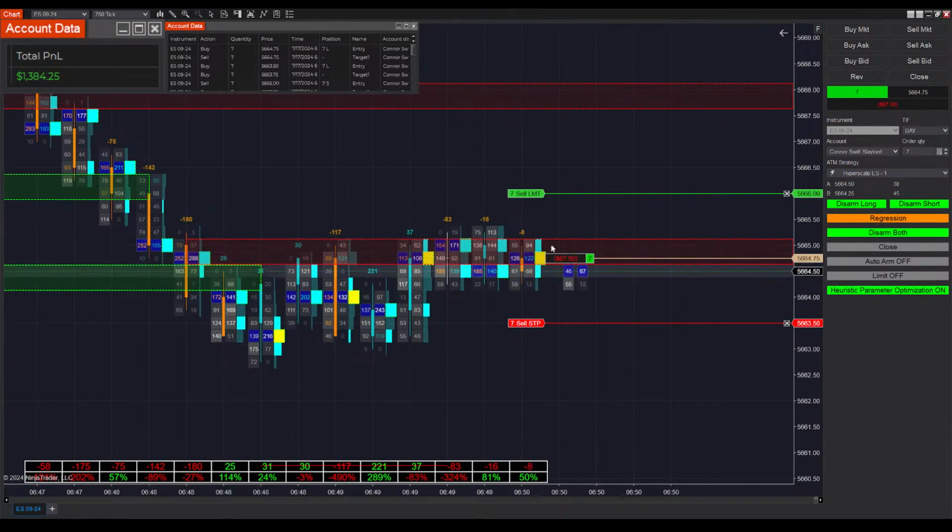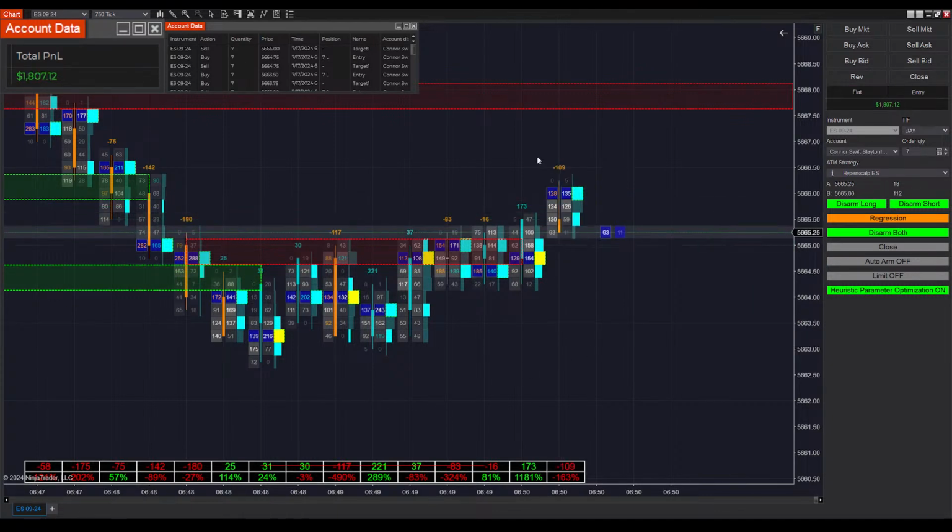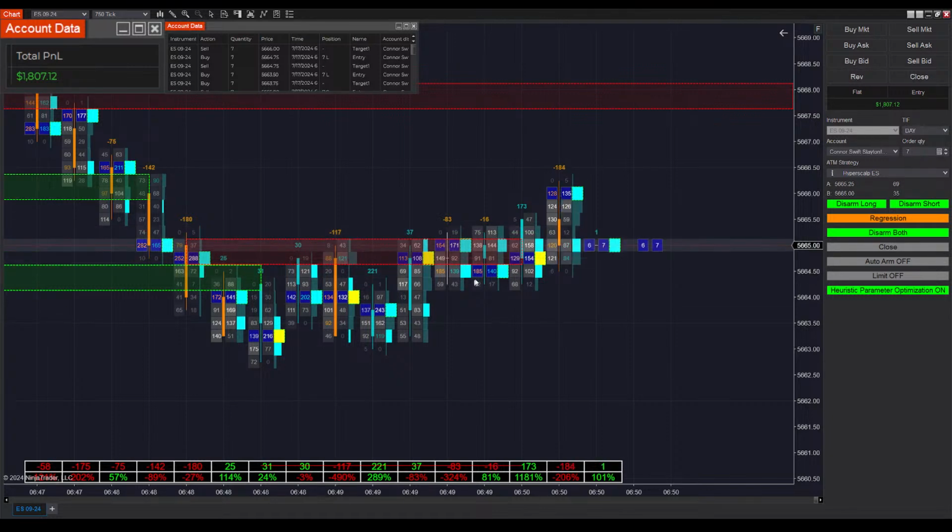Getting a lot of chop around this singular zone here, which was automatically marked by the Analytica chart 4 plus. We end up winning that one in a very strong jump by the market there, up to 1800 on the day now.